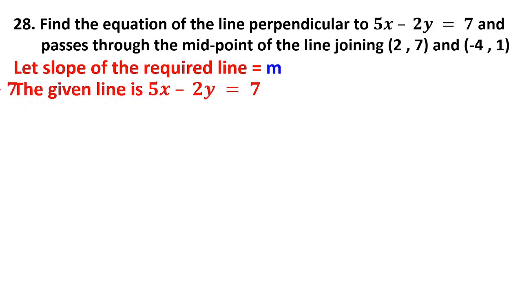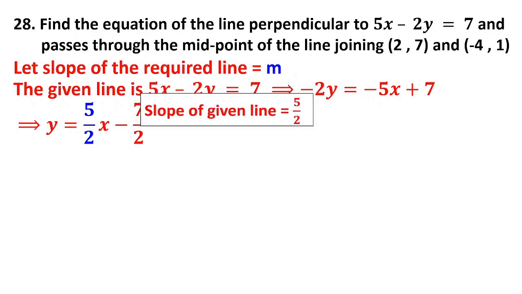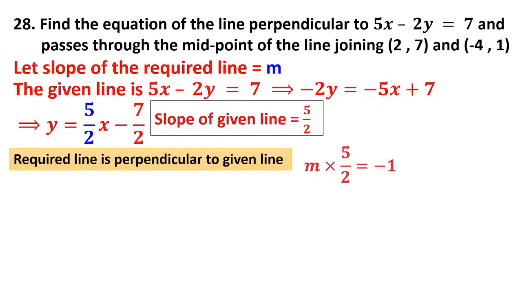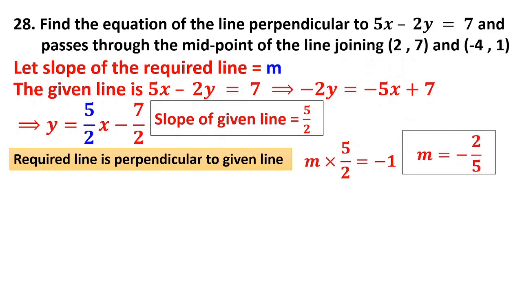For that, keep minus 2y on the left hand side, push everything to the right hand side, make the coefficient of y as plus 1. It will become y equals 5 by 2 x minus 7 by 2. Now the coefficient of x will be the slope. Therefore, slope of the given line is 5 by 2. But the given line and the required line are perpendicular. Therefore, m into 5 by 2 is minus 1. Therefore, m is equal to minus 2 by 5.